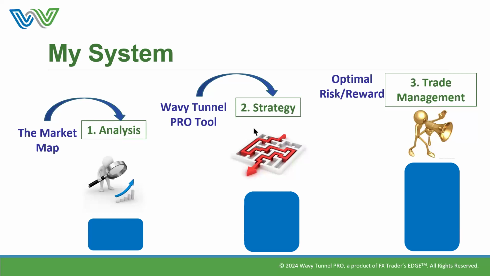So the strategy that I use is called the Wavy Tunnel Pro, and we have a tool that I'm going to show you as well. And really the very important aspect, the most important aspect, is to use optimal risk reward and trade management. Because you can do good analysis, you can have a great strategy, but if you don't really pay attention to number 3, that can make the difference between whether you make money or don't make money and are consistent or not.